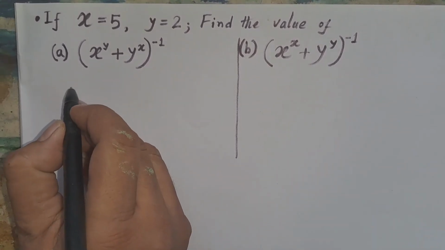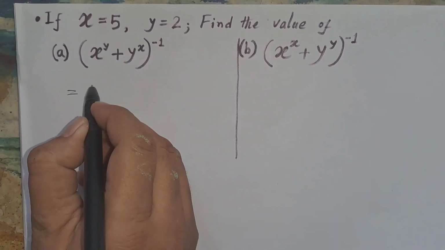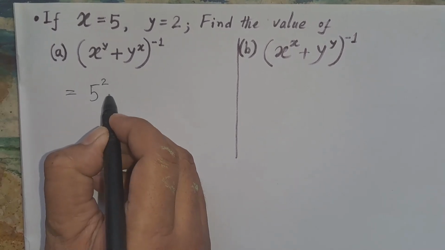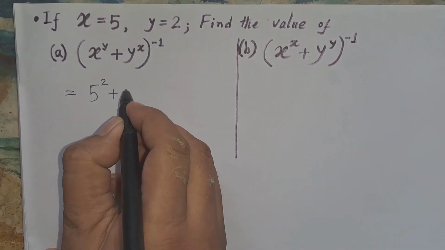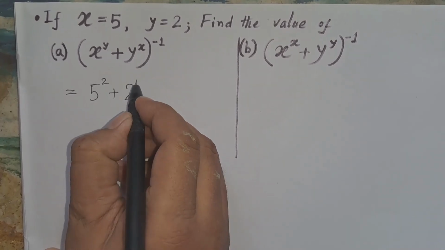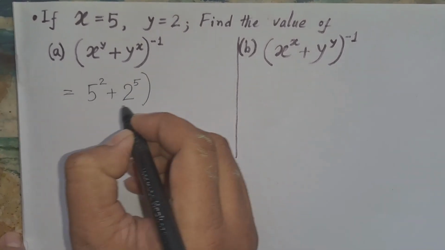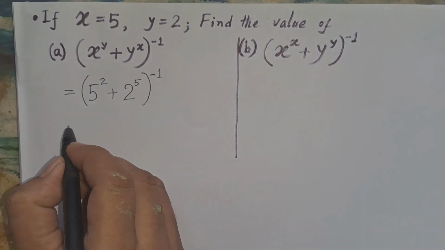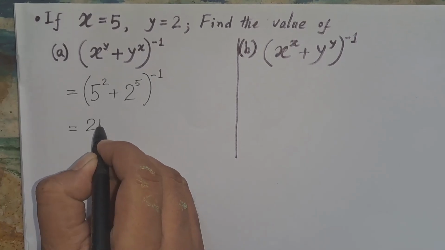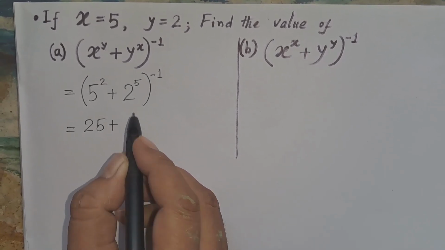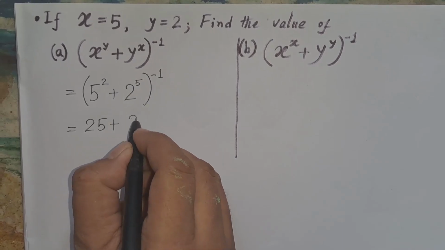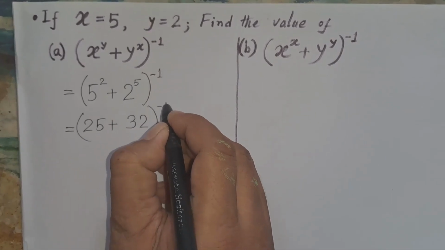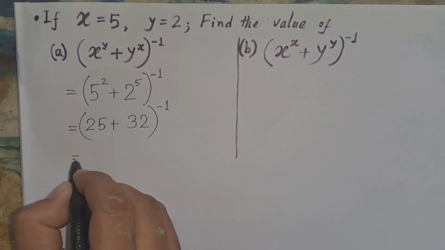If x equals 5, y equals 2, find the value of the first one: (x to the power y plus y to the power x) to the power minus 1. X is 5, so 5 to the power y means 2, that means 5 to the power 2, or 5 square. Y is 2, so write 2, power is x, that means 5, and the whole power is minus 1. So 5 square, that means 25, plus 2 to the power 5, that means 5 2's are multiplied, that you will get 32, and the whole power is minus 1.